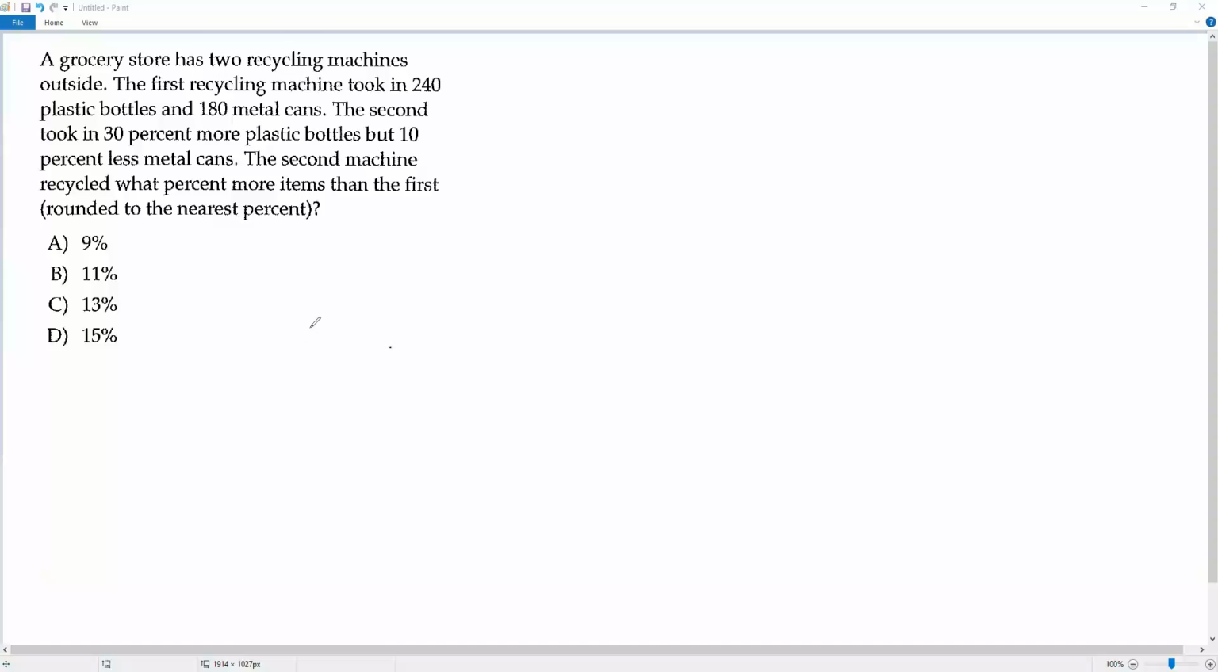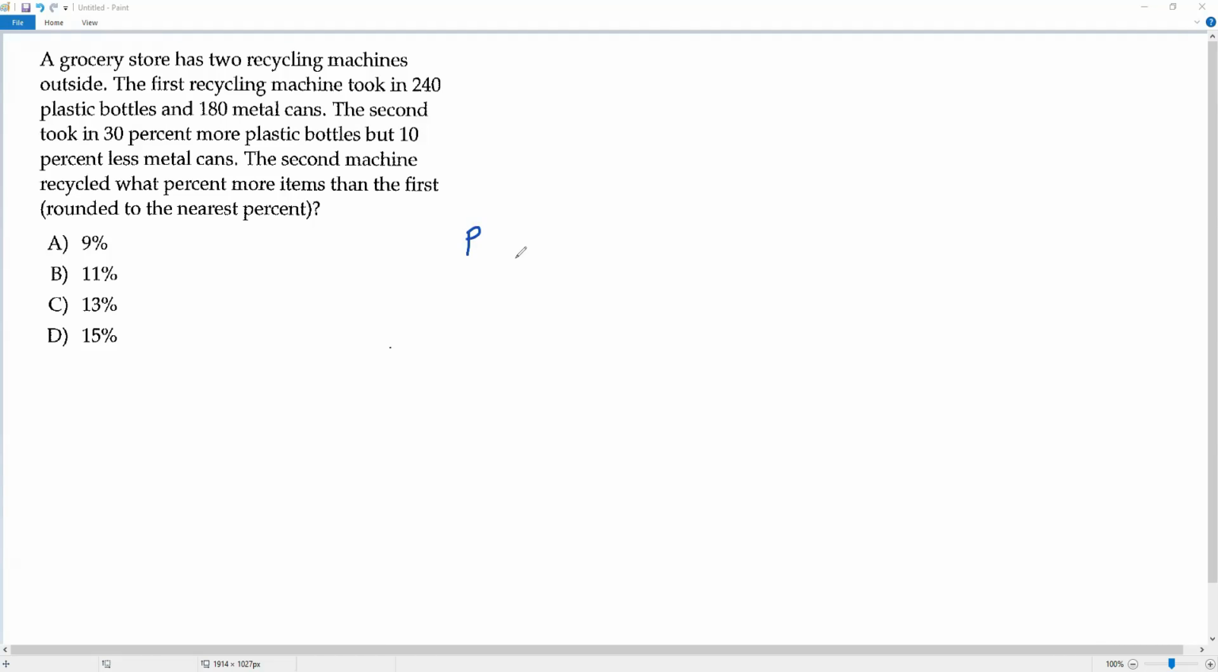Here we have a SAT math question. Let's go over the information we have in the problem. A grocery store has two recycling machines outside. The first recycling machine took in 240 plastic bottles and 180 metal cans. The second took in 30% more plastic bottles, but 10% fewer metal cans. The second machine recycled what percentage more items than the first? We have to round our answer to the nearest percentage.